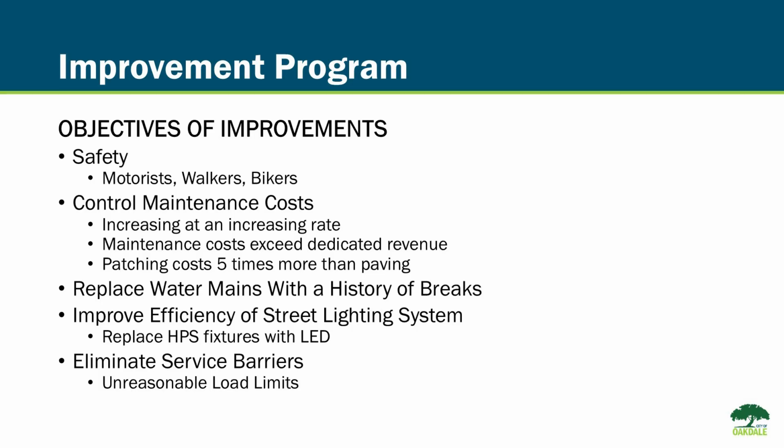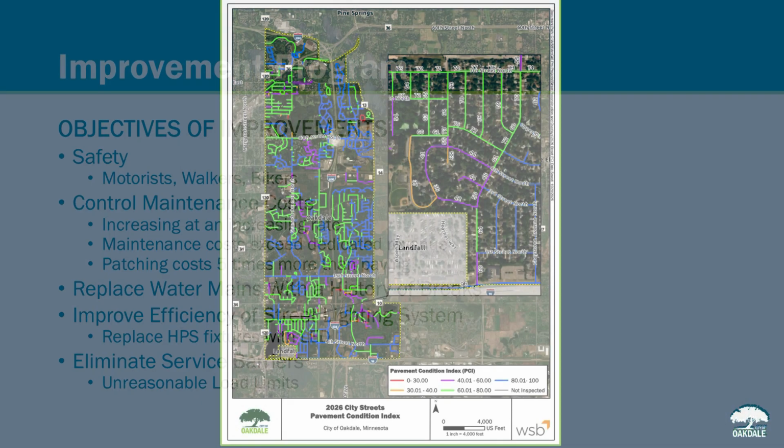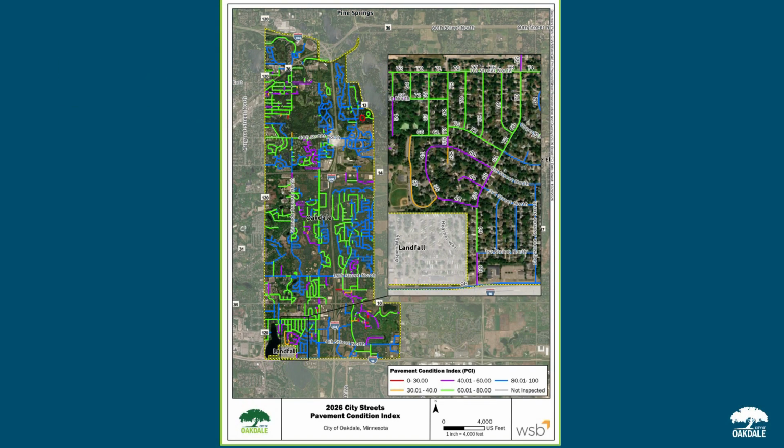And the final objective is to eliminate service barriers. In the spring of the year, we do have to post the streets to try to protect them from heavy loads, and that could affect service delivery to your neighborhood. And so when we reconstruct the streets, we construct them to a higher standard so that there is no service interruption to your neighborhood.